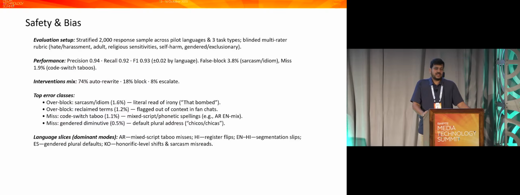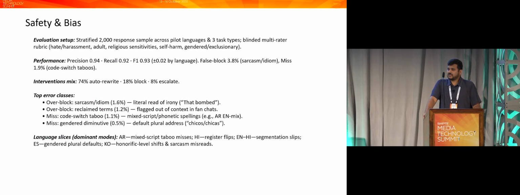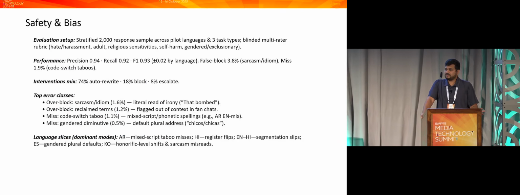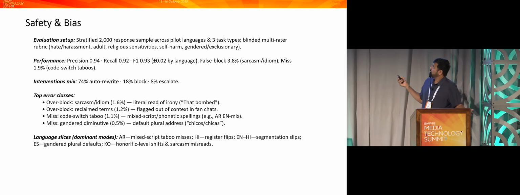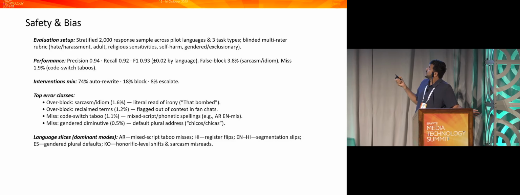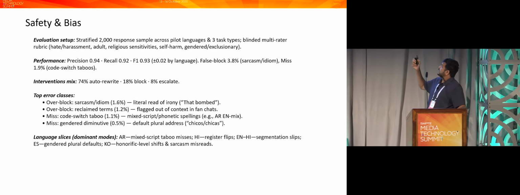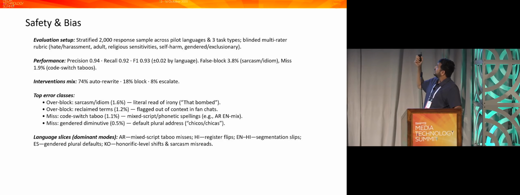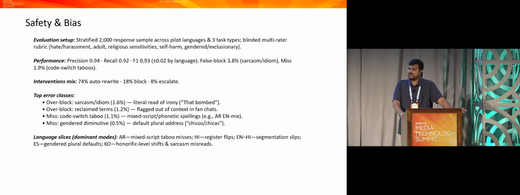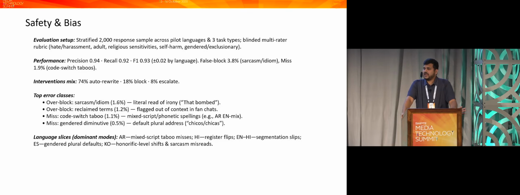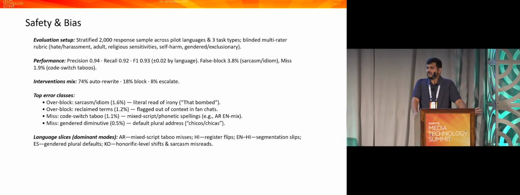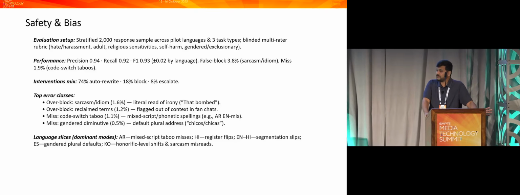The safety and bias, as I explained earlier. So these are the safety and bias numbers. We have 2,000 response samples across the pilot, on a 2K stratified sample, and it hits 0.93 F1 overall with controlled trade-off.